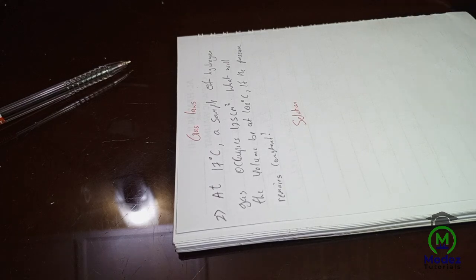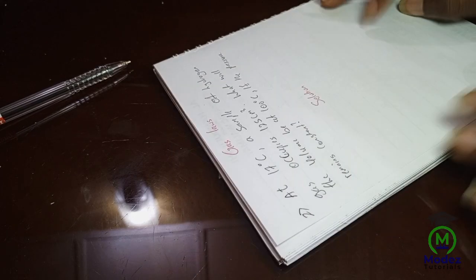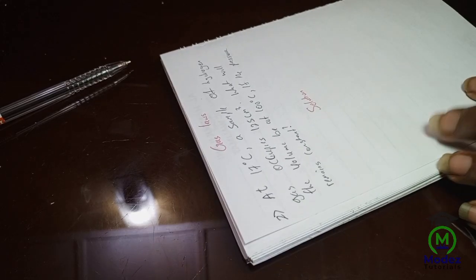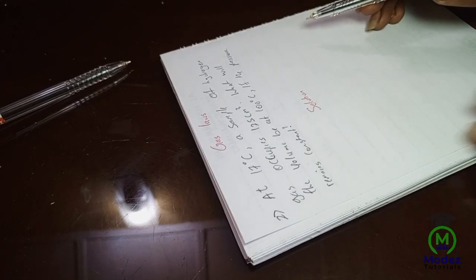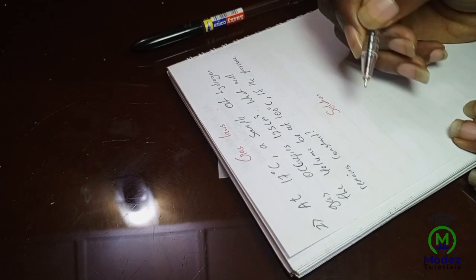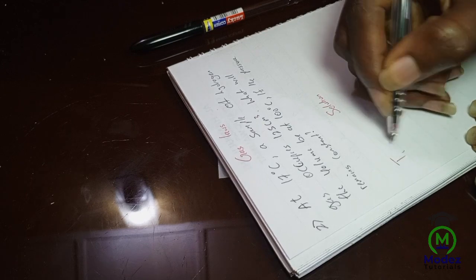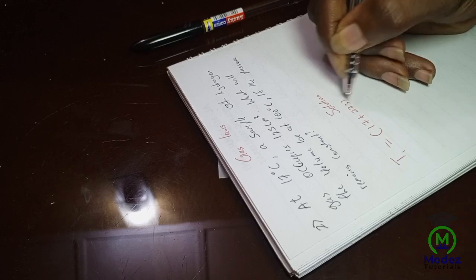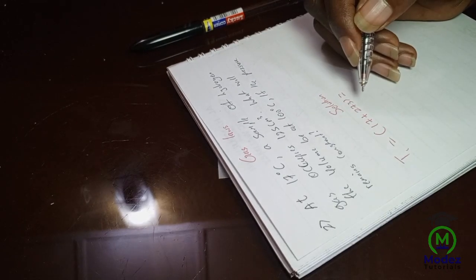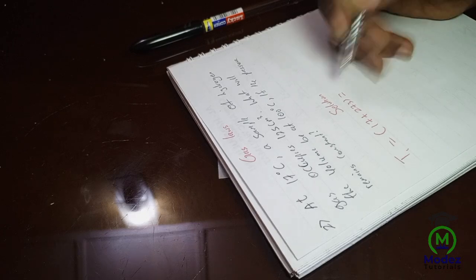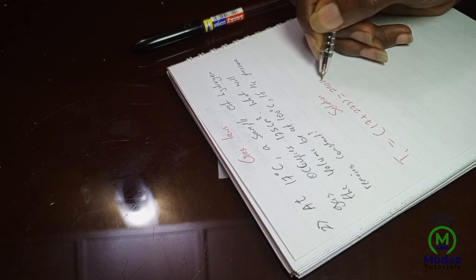So now, as I said before, you write out the parameters, and always remember that when you are dealing with temperature in gas laws, always convert to Kelvin. So now we have T1 to be 17 plus 273, which equals 290 Kelvin.